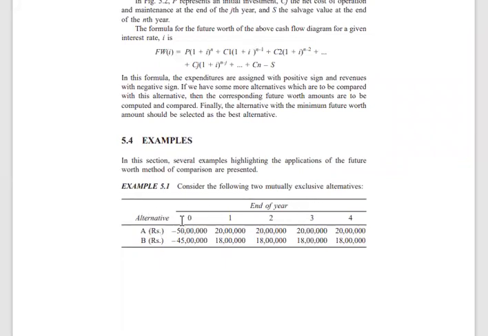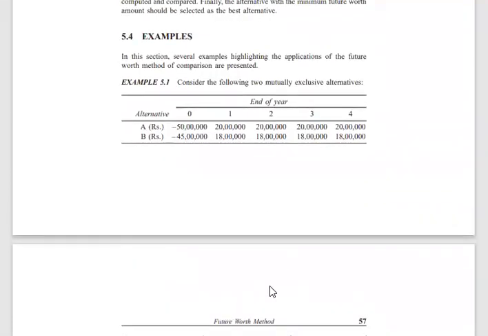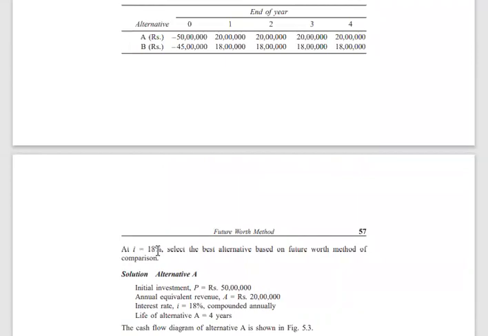Alternative A and B, and we have end of year 0 to 4. The initial one is minus 50 lakhs, and then 20 lakhs, 20 lakhs, 20 lakhs, and 20 lakhs. So after the down payment of 50 lakhs, we have 20, 20, 20. And for alternative B, we have minus 45 lakhs and then 18, 18 for the next 4 years. The interest rate is given as 18 percent. We have to select the best alternative based on the future worth method of comparison.